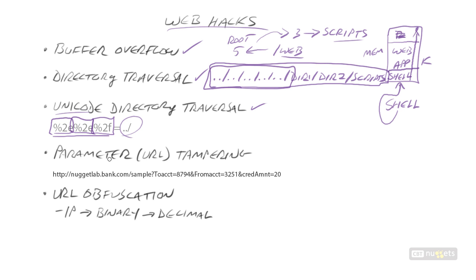The next thing we might have here would be parameter tampering or URL tampering. So, for example, if we have a banking website at http://nuggetlab.bank.com, okay, and we have an account number in here. Of course, this is all made up. Don't try to hack my account number at this account number. Anyway, so this is my to account number that I want to transfer money into. This is the account number that I want to transfer money from. And this is the amount that I want to transfer.